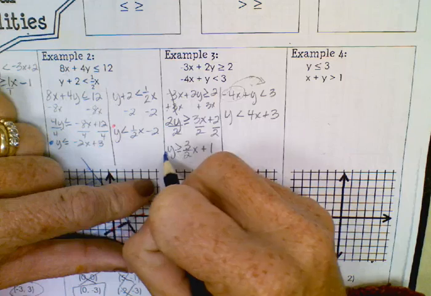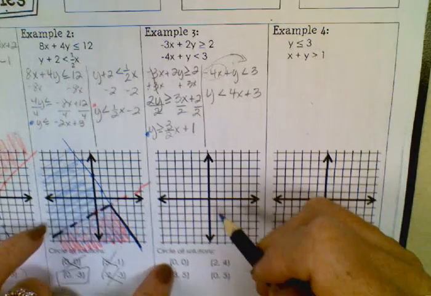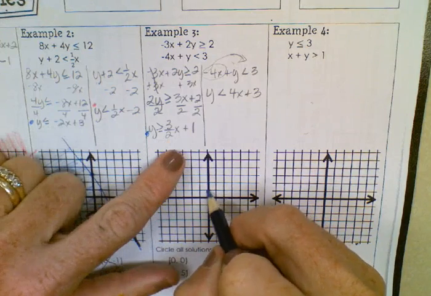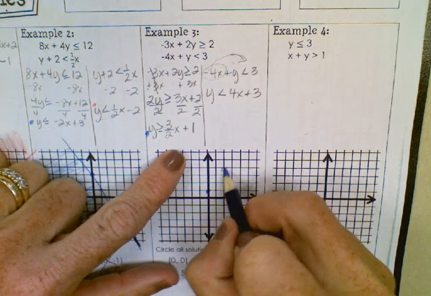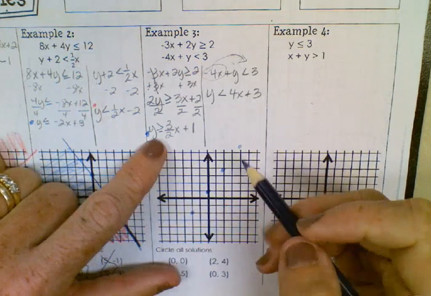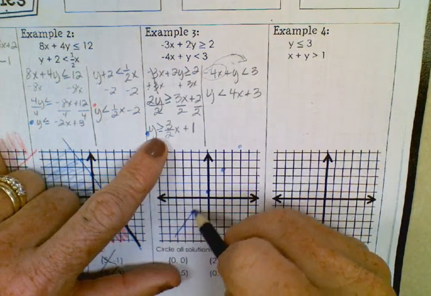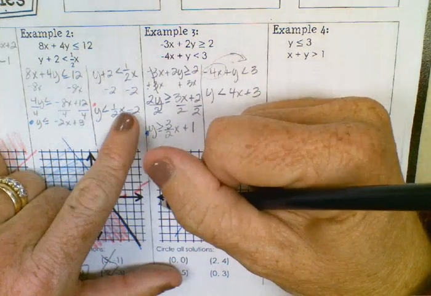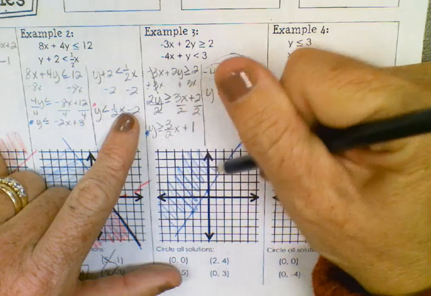I'm going to make the first one blue, second one red. So my first one, I'm going to begin at 1, and then I'm going to go up 3 and over 2, or down 3 and to the left 2. That will be a solid line. And I'm shading everything above that line because it says greater than or equal to. So that's going to be on this side.